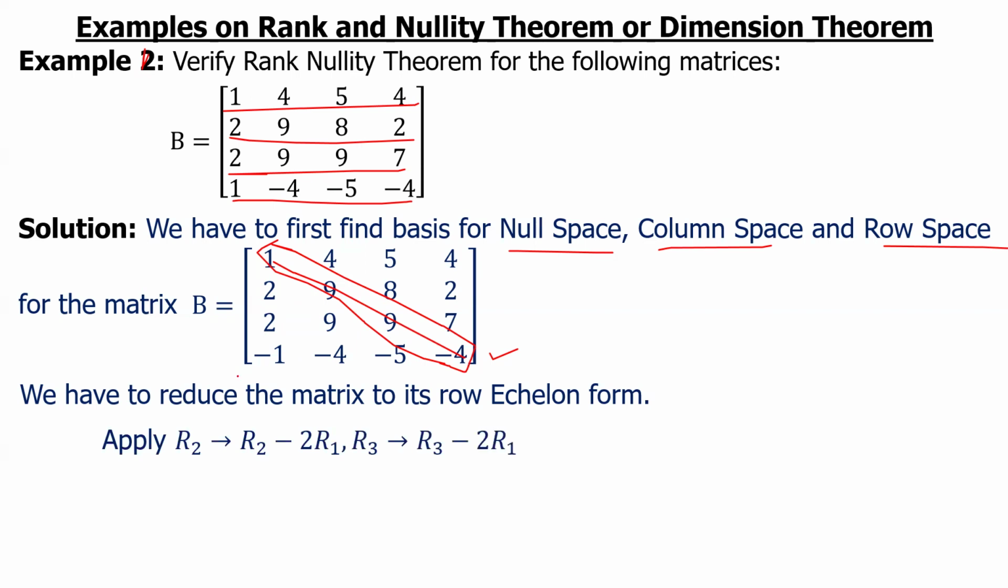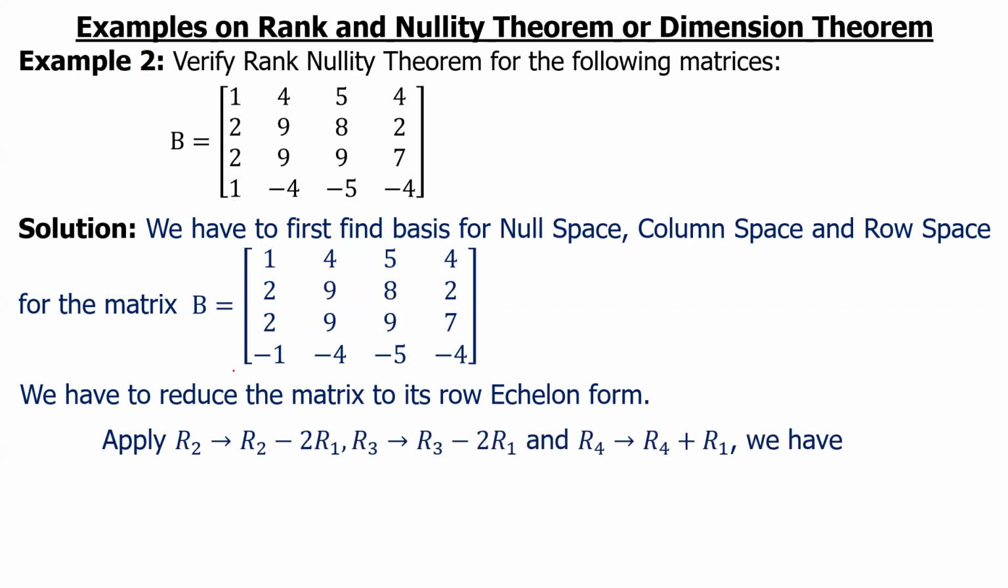Apply, in row number 2, R2 minus 2 R1, in row number 3, R3 minus 2 R1, and in row number 4, R4 plus R1.